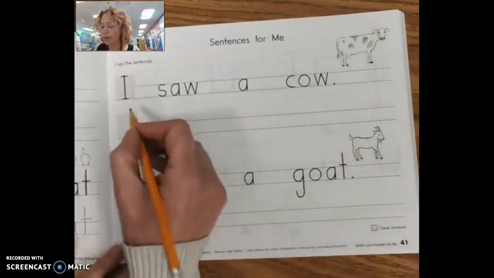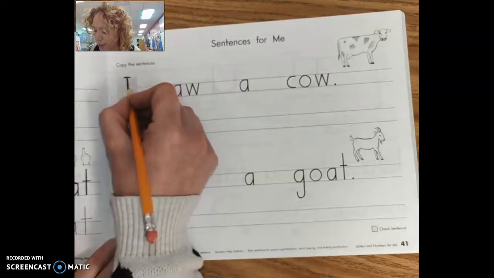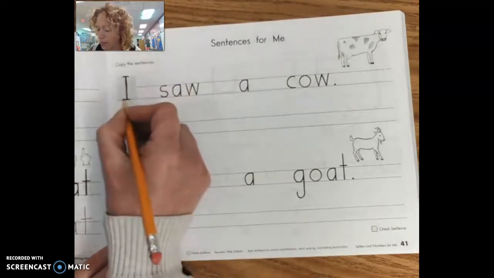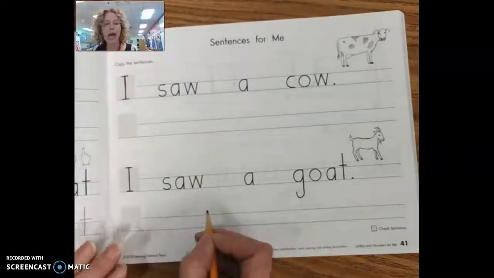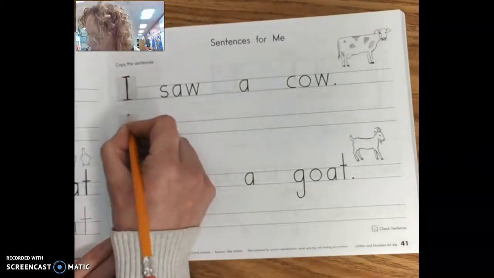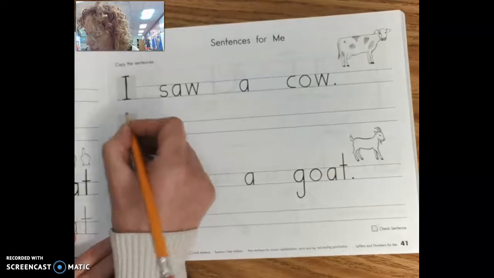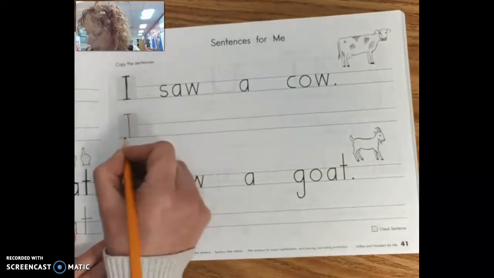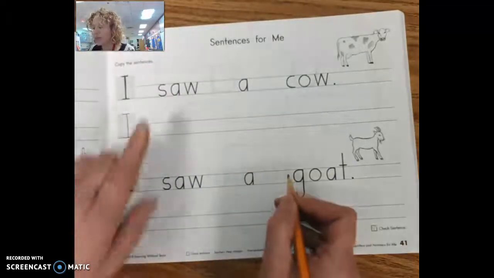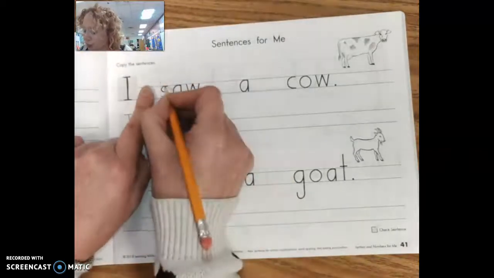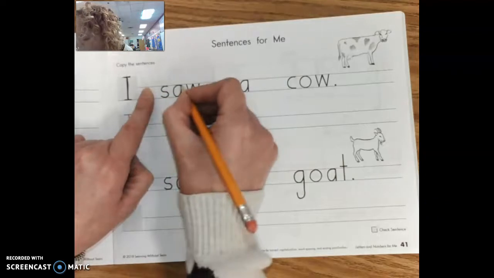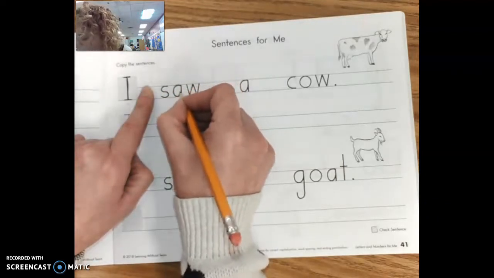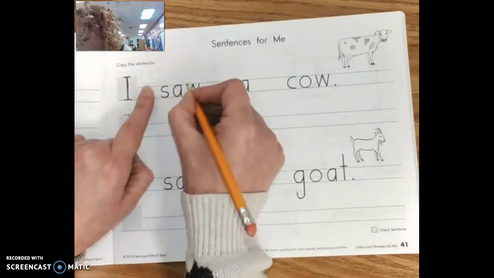All right, so I'm going to first trace the I. Did you see that I started at the top and I took my time? So now I'm going to make an I here. I. Big line down, little line across the top, little line across the bottom. And then I'm going to do saw. All right. Now if you notice, all these letters are small, so they're between the lines.